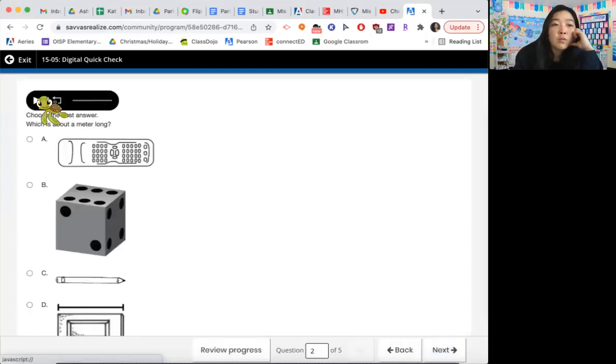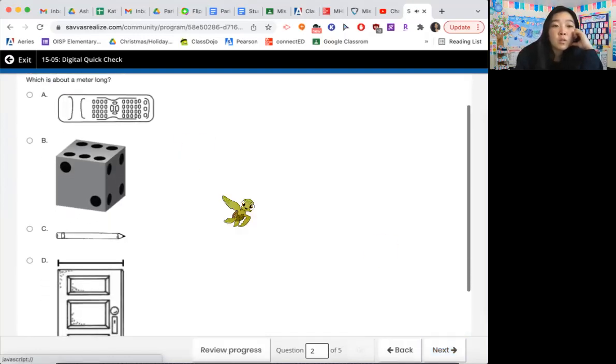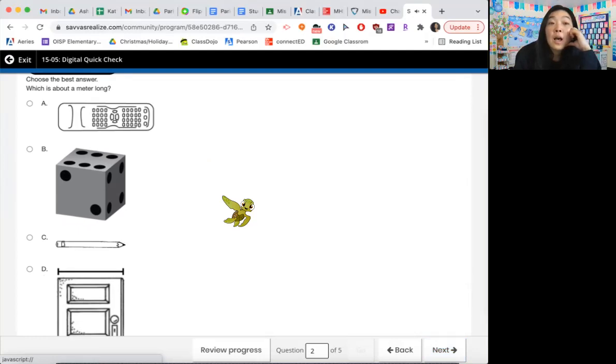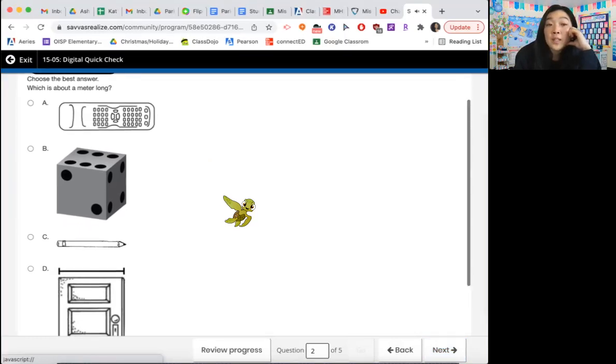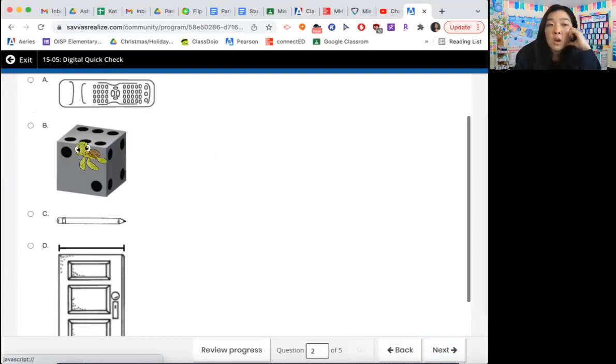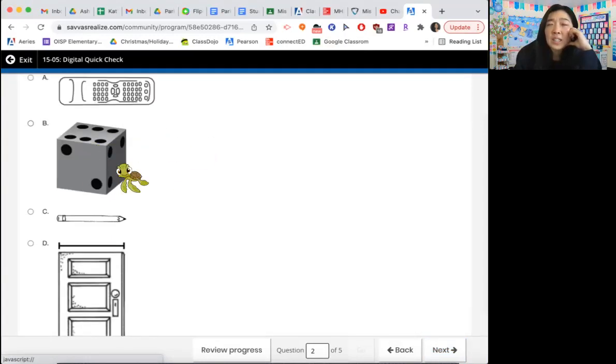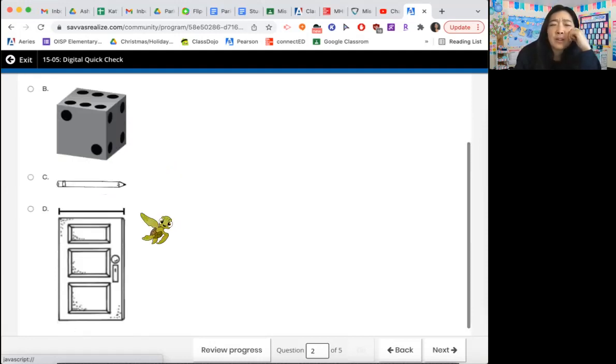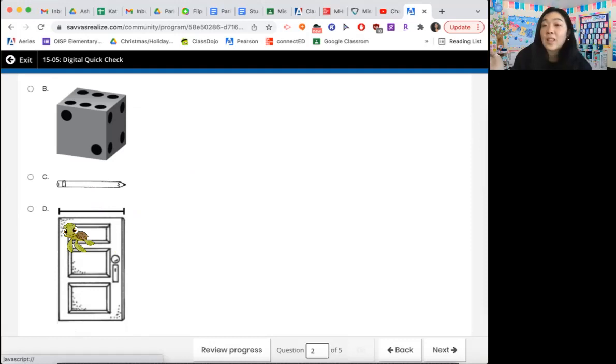Okay, number 2. Choose the best answer. Which is about a meter long? A meter long is about the size of a baseball bat. So would you say the remote control, a die, I guess, a piece of dice, a pencil, or the width of a doorway? The width of the doorway. The doorway. Very good.